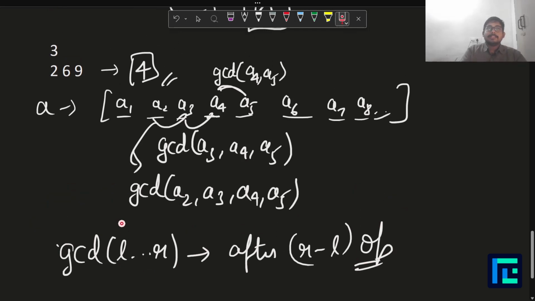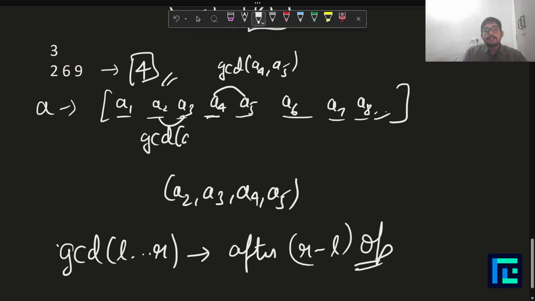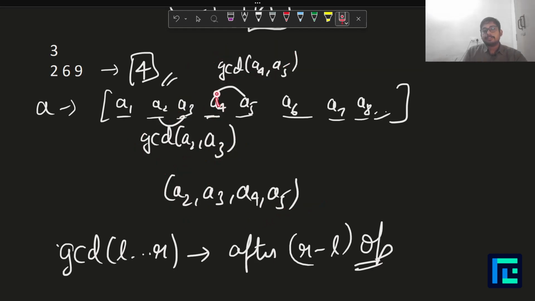Now, can you do it in fewer operations? That's the first thing we want to prove. There may be other ways to get the GCD of A2, A3, A4, A5. Another way could be you select these two, get the GCD of A4, A5, and replace it here. You can select these two and get the GCD of A2 and A3, and replace it here. And then if you do the GCD of these two, that would finally give you a GCD of A2, A3, A4, A5. But still, how many operations did you require? 1, 2, and then 3 operations to combine them.